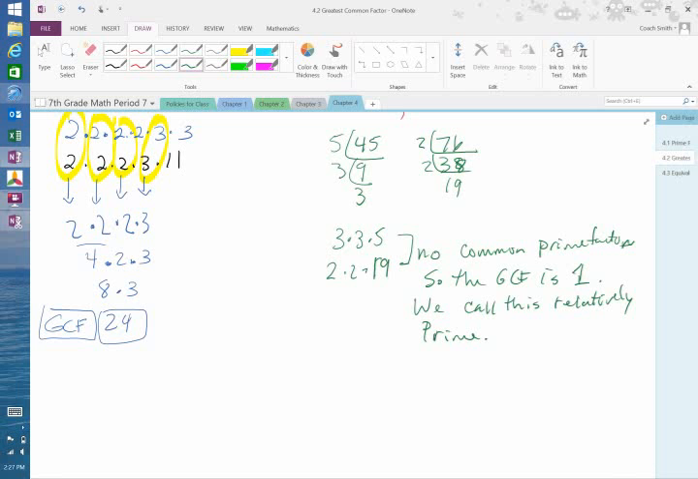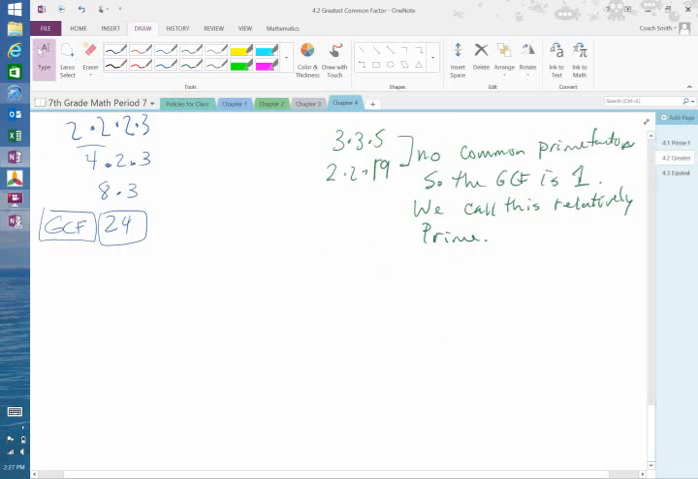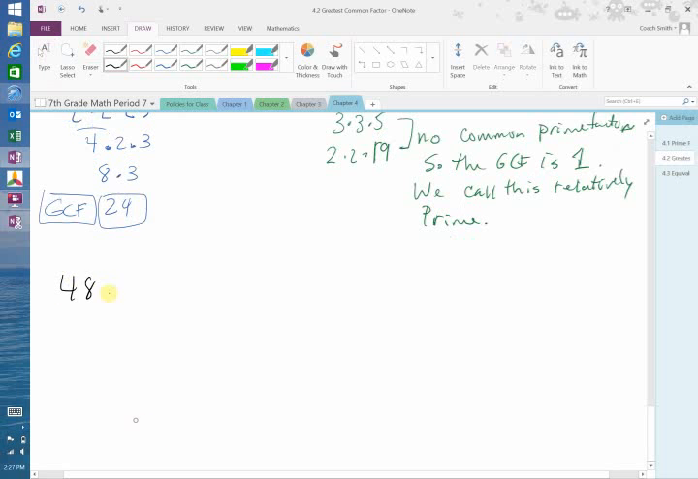All right, let's look at this one. Let's say we have 3 numbers: 48, 64, 96. Okay, it doesn't change. For the GCF, you just have to prime factor all 3 numbers.